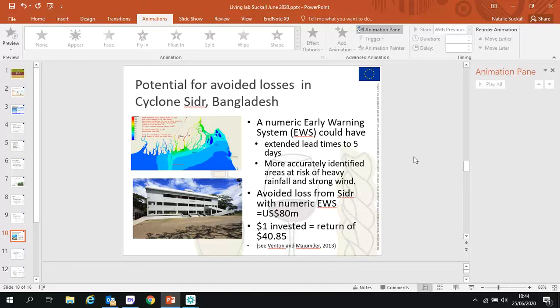I guess quickly, just coming back to that point on trust about the information again. That's why the system works really well in Bangladesh, because people trust the government, they trust the information, and they respond to it. There are lots of reasons why people in Bangladesh don't always use cyclone shelters, but it's not necessarily related to trust in the information.